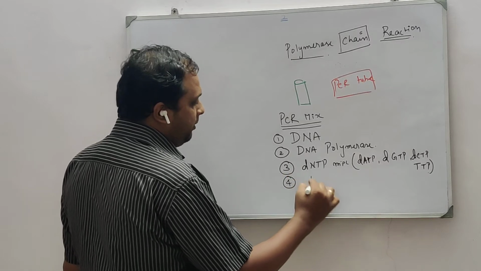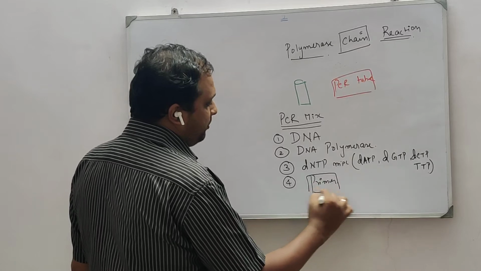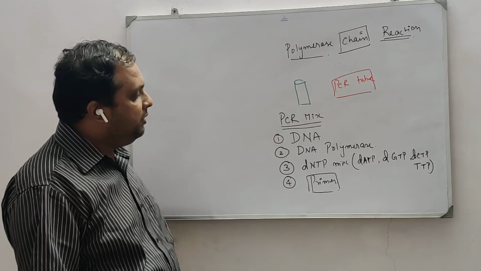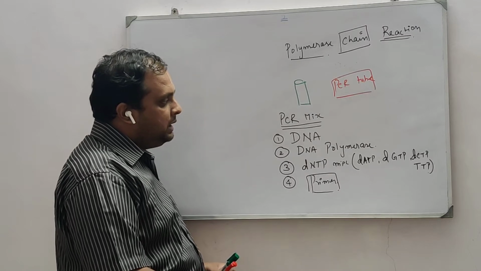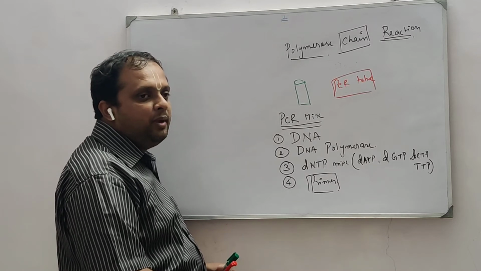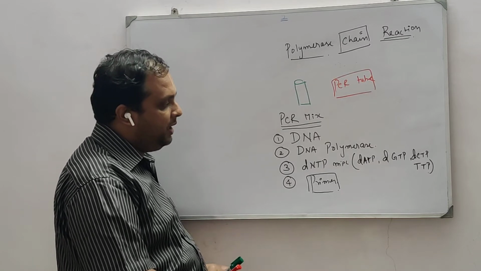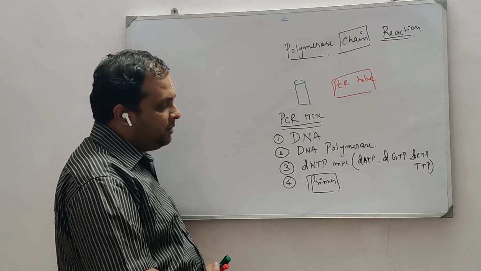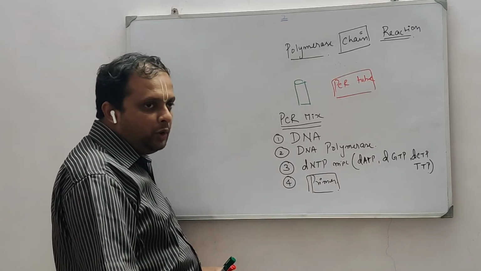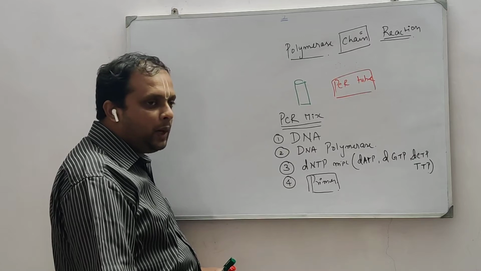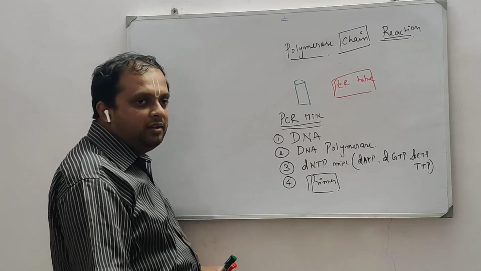And the fourth thing is primer. Okay, I'll talk about what primer is. So these are the four important ingredients that need to be added while making a PCR mix: DNA, DNA polymerase, dNTP mix and primer. I hope the importance of 1, 2, 3 would be known to you by now. So what we need to address further is the role of primer in polymerase chain reaction.